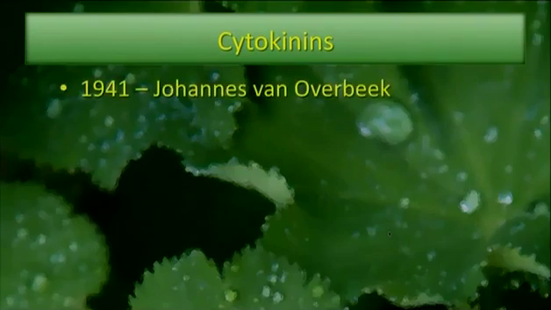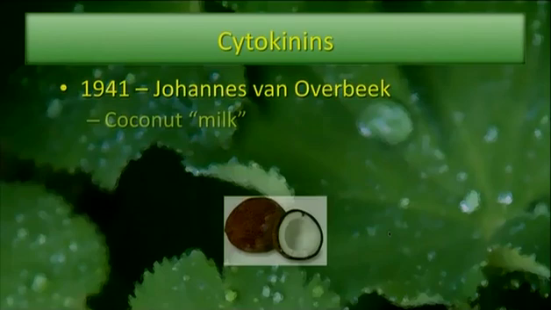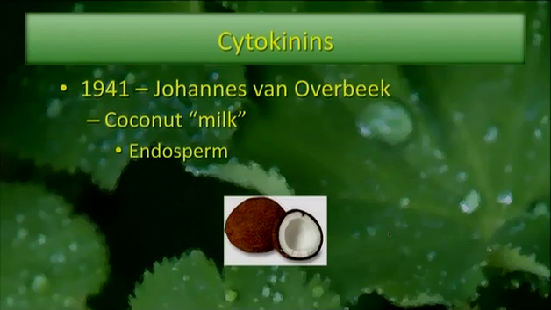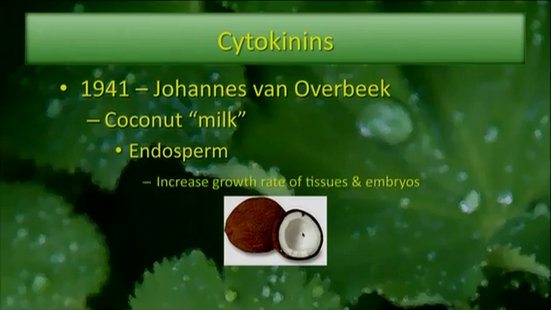Now, in 1941, Johannes van Overbeek discovered that the coconut milk, so-called milk, or the liquid endosperm, remember endosperm is a part of the seed. So this is actually a coconut seed, and this white meat is actually solid endosperm, along with the embryo, and the liquid that would have been in it would have been liquid endosperm, okay? So you have the seed coat, you have the embryo, and you have the endosperm, okay? So he found out this coconut milk actually increased the growth rate of tissues and embryos, okay? They still didn't know what it was, though.